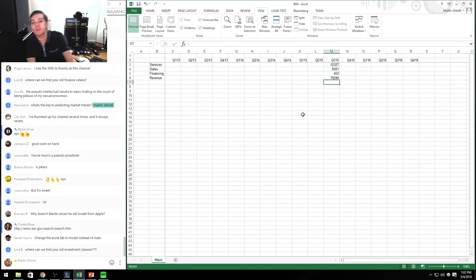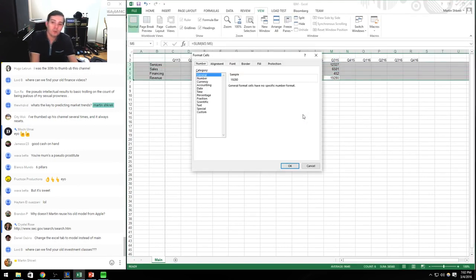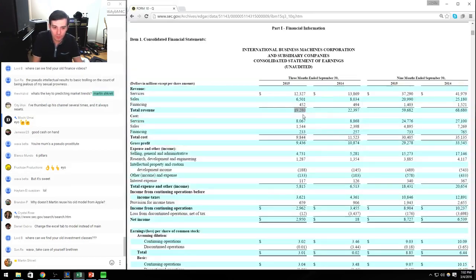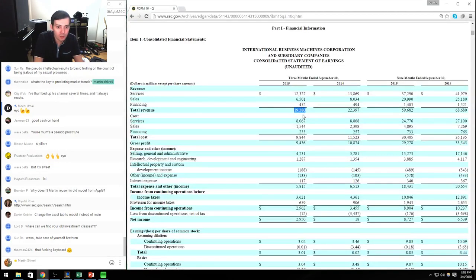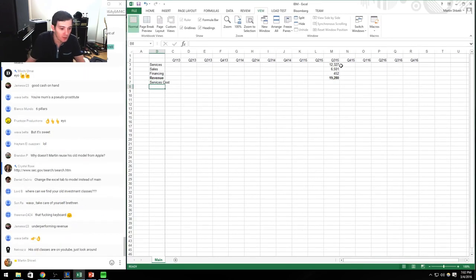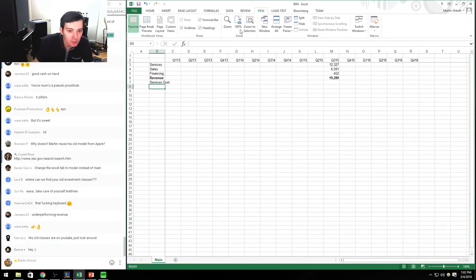And we're just going to sum these to make sure they add up. Do a little formatting. Control-1 is the formatting shortcut. And so let's look at the costs to each business. Services cost. Is this keyboard too loud? I can try to fix that.